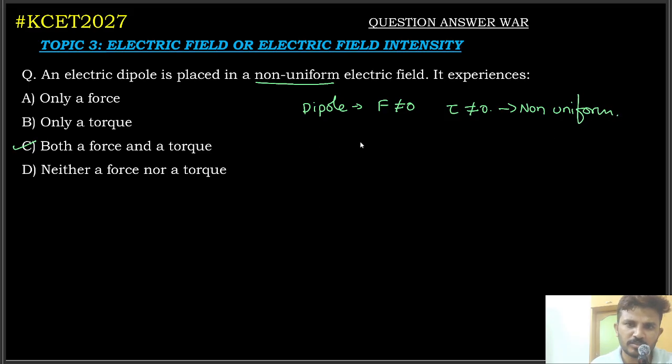If in case you consider uniform, force will be 0, torque may not be 0. That is in case of uniform. Okay, this is about this. That's why option non-uniform, option C is correct.